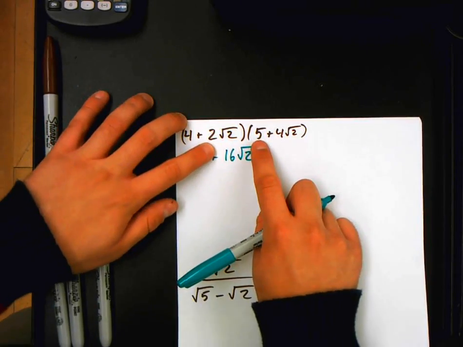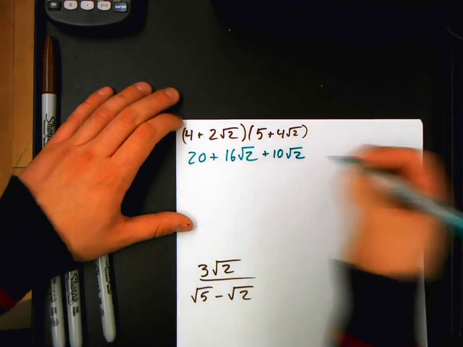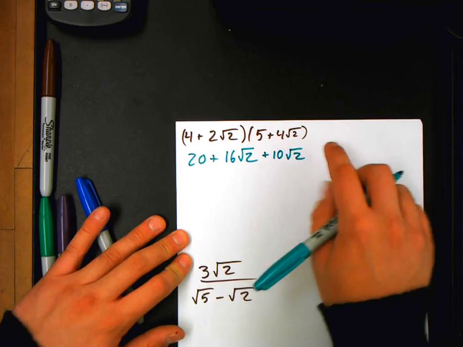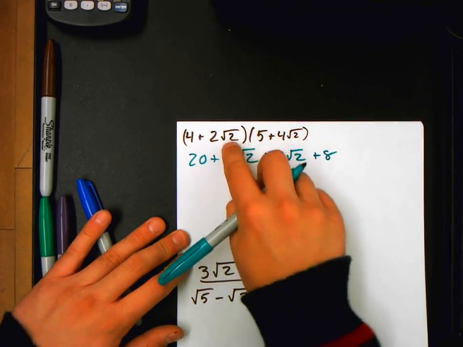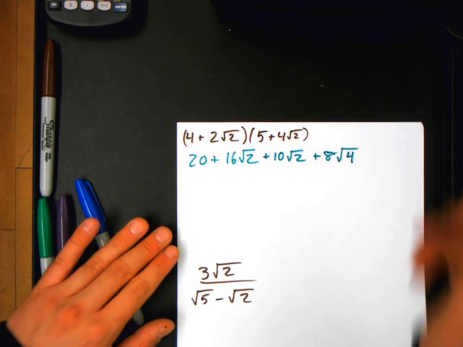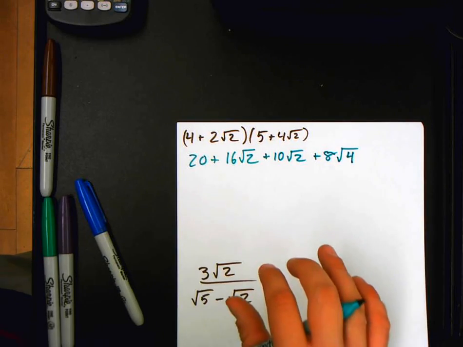Then to multiply the inside, 5 times 2 square root of 2 is 10 square root of 2. And then the last is 2 times 4 is 8. Square root of 2 times the square root of 2 is the square root of 4. So you're multiplying everything, no matter what it is, underneath the radical or not, together.